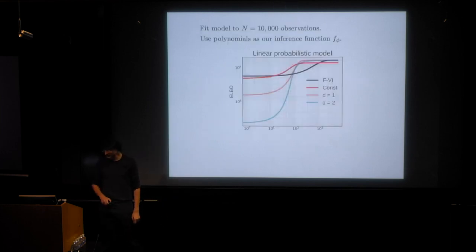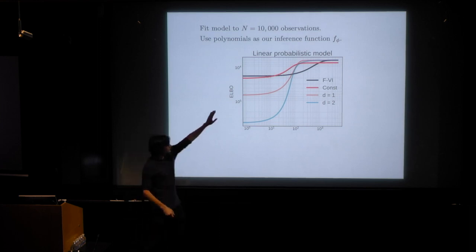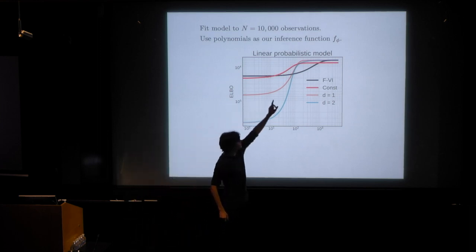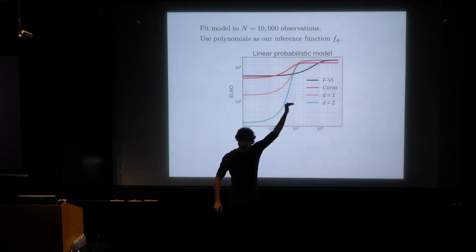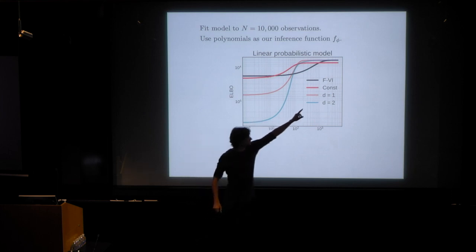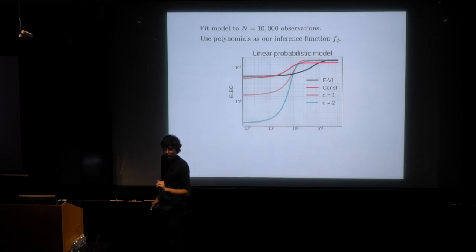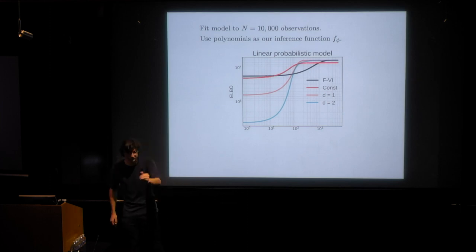And so if you do that, so now I'm going to fit a model. I have 10,000 observations. I'm going to use polynomials as my inference functions with various degrees. Constant is degree 0. D equals 1 is a linear function. D equals 2 is a quadratic. The black line is going to be my factorized variational inference. Eventually, it's going to converge to the optimal solution. But then, as you can see, once I start using a linear or quadratic function, I'm actually able to recover that optimal solution. Not only that, I do it faster.